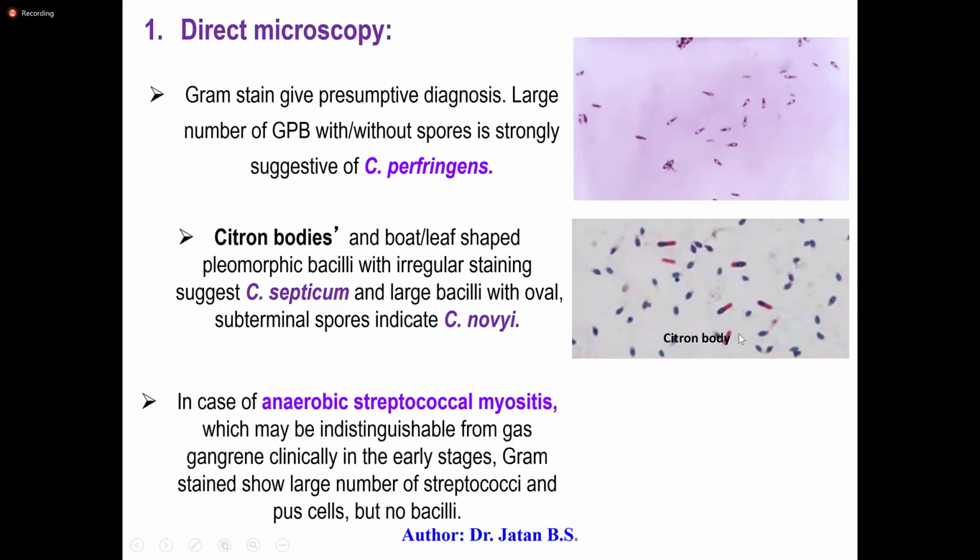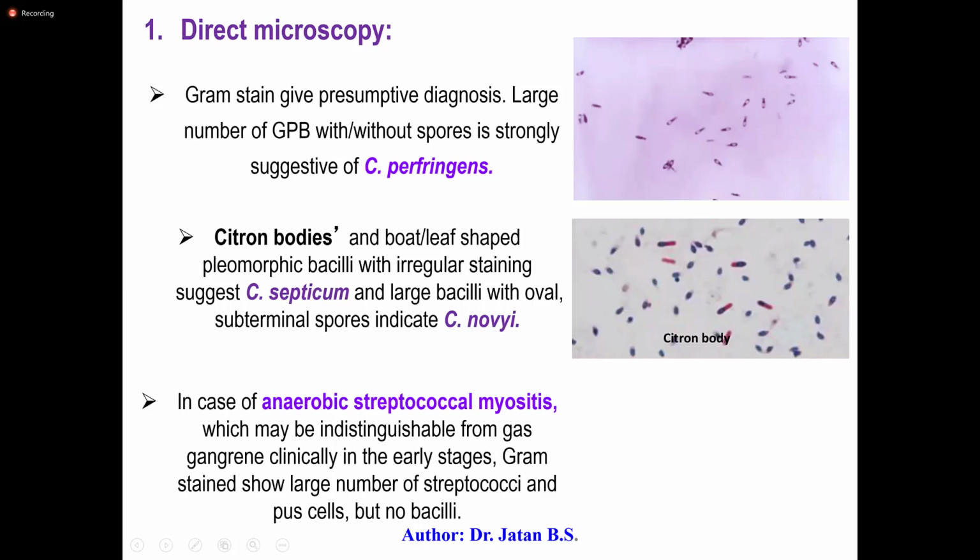Sometimes it is not necessary that gas gangrene should be caused only by Clostridium perfringens, septicum, and novyi. There are other diseases which can also mimic gas gangrene, so many other diseases which look very similar. For example, anaerobic streptococcal myositis. When there is inflammation of the muscle by streptococcus, in that condition also you might find the features are quite similar to gas gangrene.